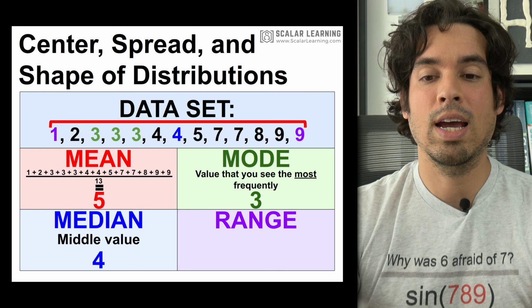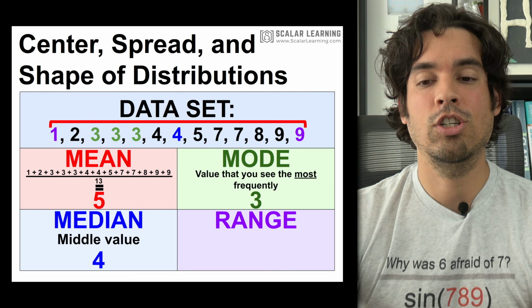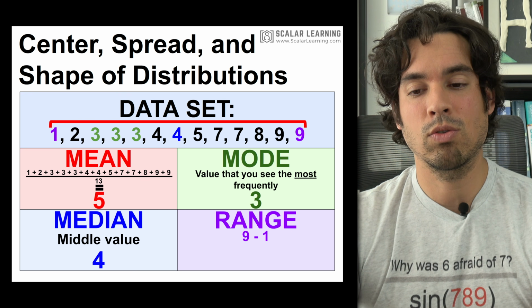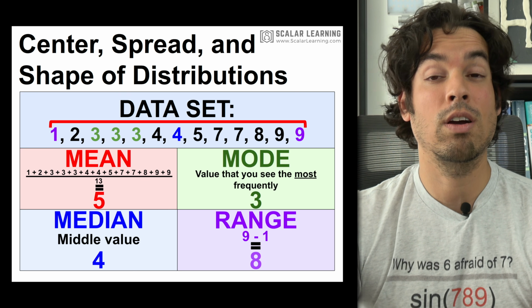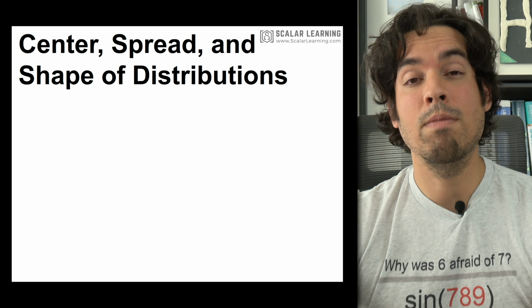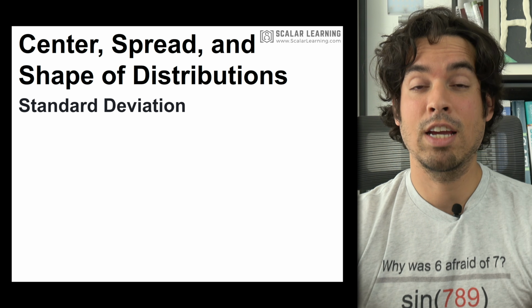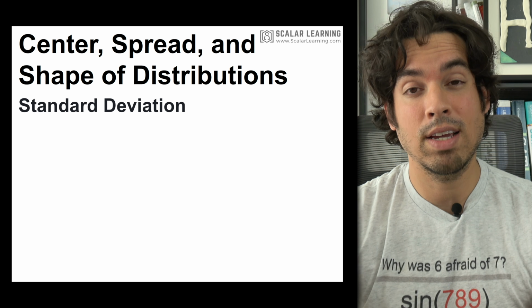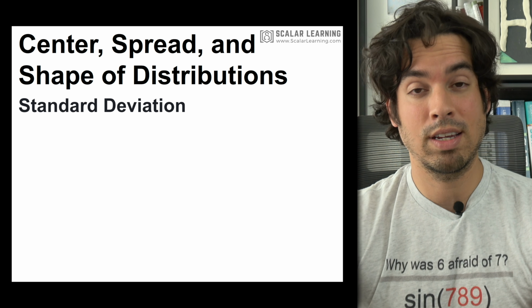Last but not least, we have the range. Range is simply the greatest value minus the least value. Those are denoted in purple, right? So 9 minus 1 gives us a range of 8. Next, we're going to talk about standard deviation. Believe it or not, this is tested on the test, but the great news is you don't have to ever calculate it, you just have to understand what it means.